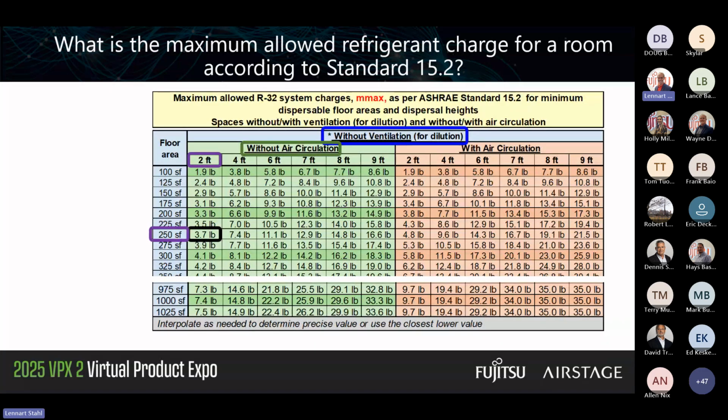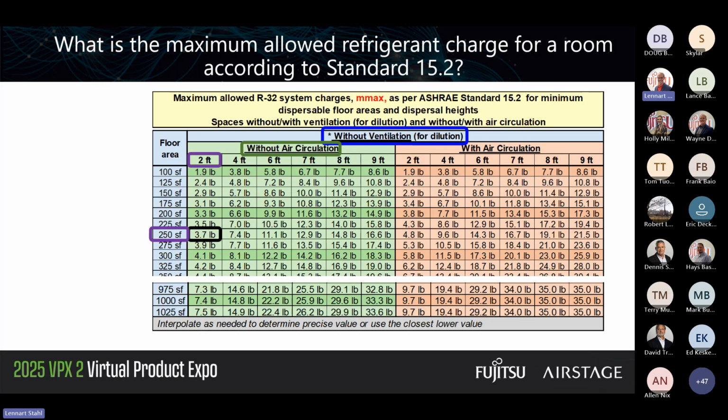So this is a table. I'm going to try to walk you through the table. This is for R32 according to 15.2. In this case, I look at the floor area in the blue column on the left. I pick 250. I go out a step to the right. I see at 2 feet without air circulation and without ventilation, which typically is residential, you have no air circulating, no fan, no ventilation. 250 square feet and 2 feet of dispersal height.